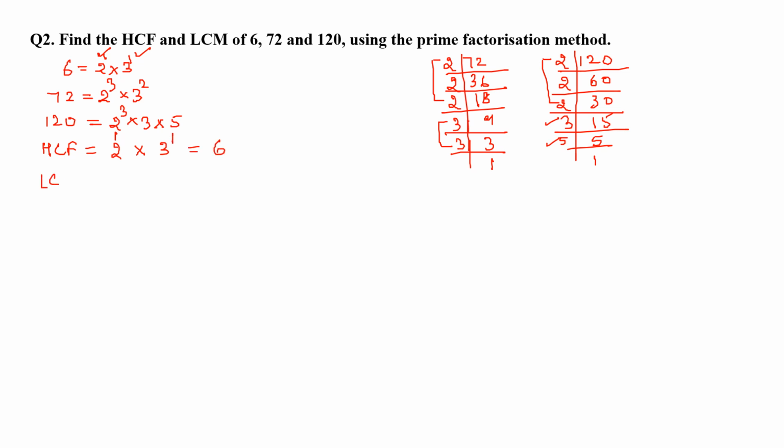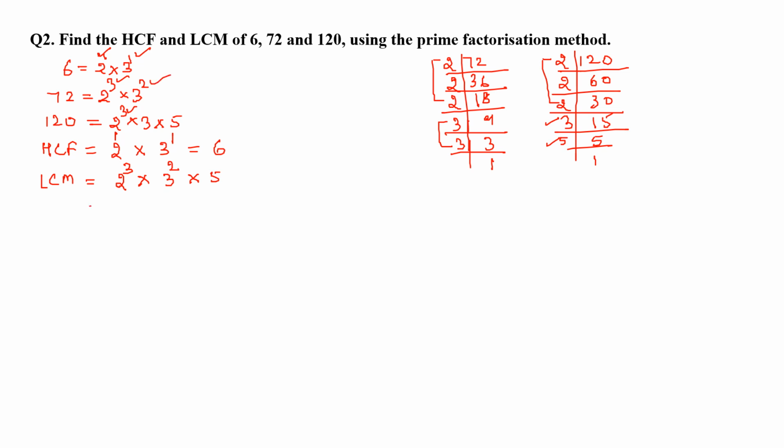Now to find the LCM, it says that it is the product of the greatest power of each prime factor. So what are the different prime factors in the factorization of the 3 numbers? We got 2, 3 and 5. Now for these, you have to take the greatest power. So greatest power of 2 is 3. You can see here 3 is here and 3 is here. And greatest power of 3 is 2, which is here. And greatest power of 5 is 1.